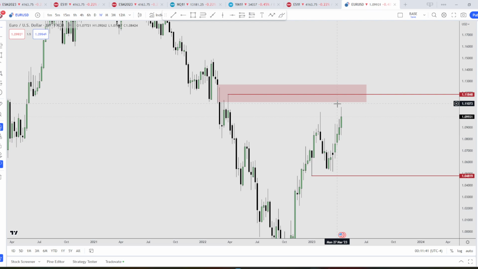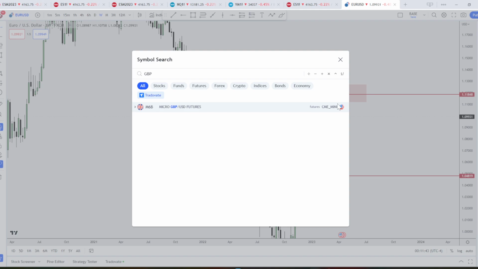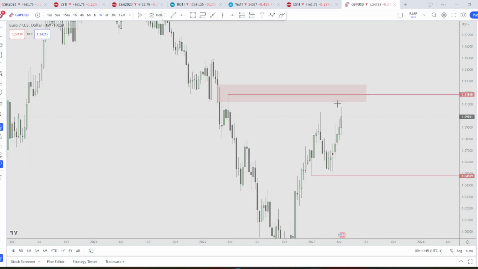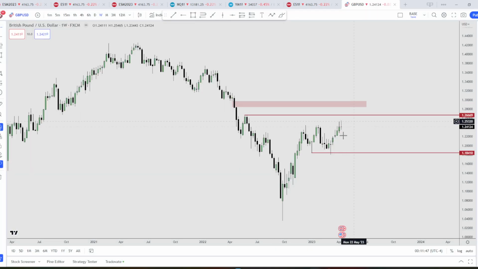Right, and on GBP, same thing here, buy stops here, and then we have a fair value gap above. Alright, GBP, it's more bullish than euro, so I'm expecting higher prices into this area here heading into the rest of April.